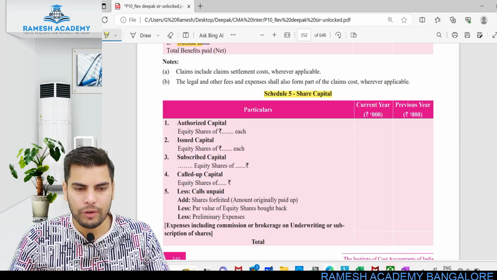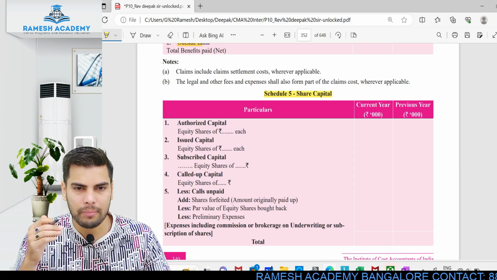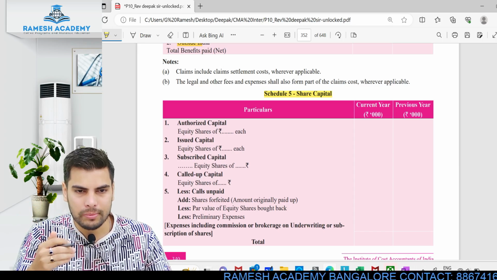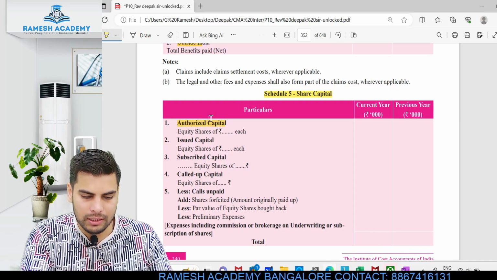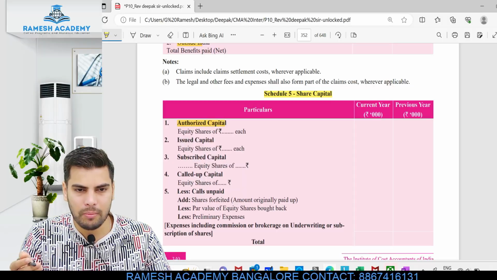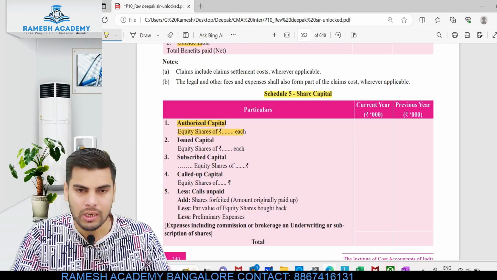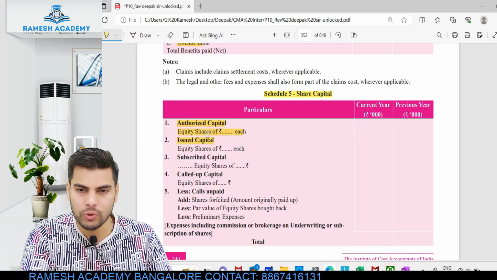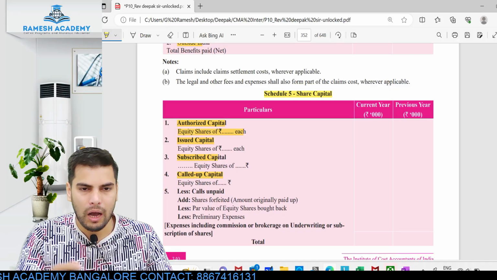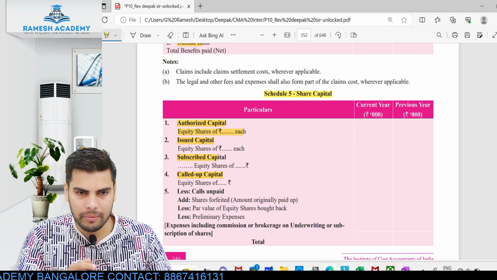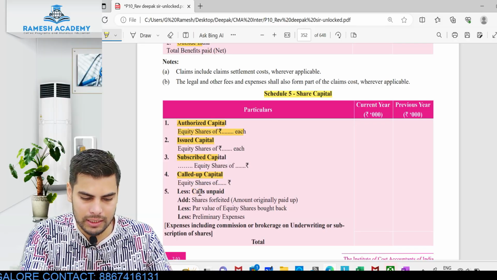Just like how we show share capital in any other company, like authorized capital, issued capital, subscribed capital, called up capital, paid up capital, in the same fashion we will be showing it over here. Authorized capital: below that, just show the number of shares and the price per share, equity shares of rupees so and so each. In the same way, issued share capital, then subscribed capital, called up capital. After that, you can insert paid up capital, and below that, if there is any amount in arrears, calls in arrears, you can just deduct it.